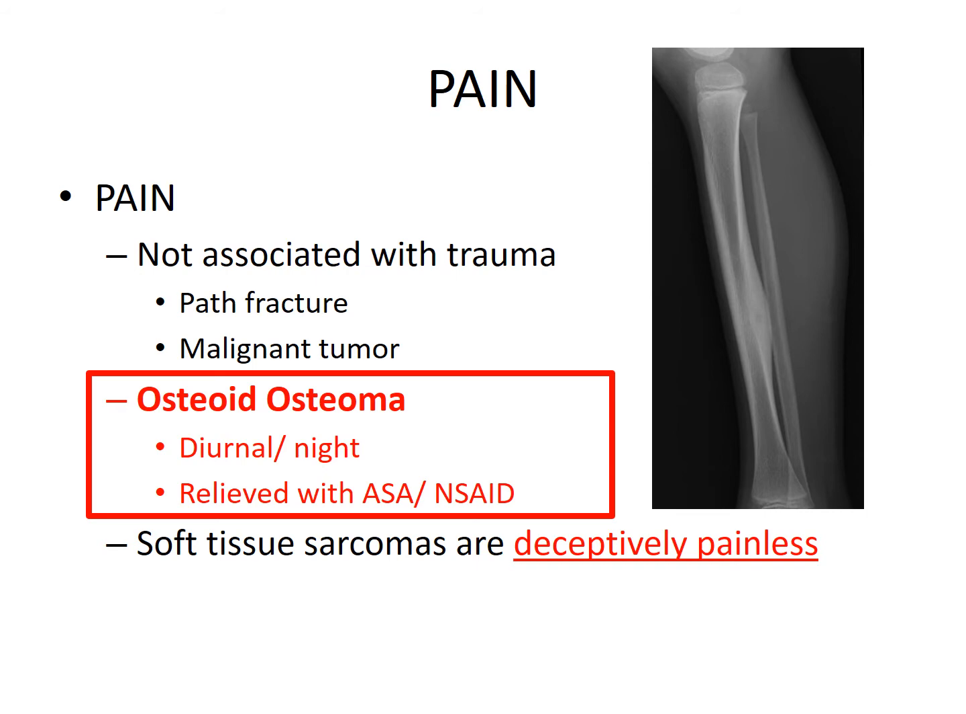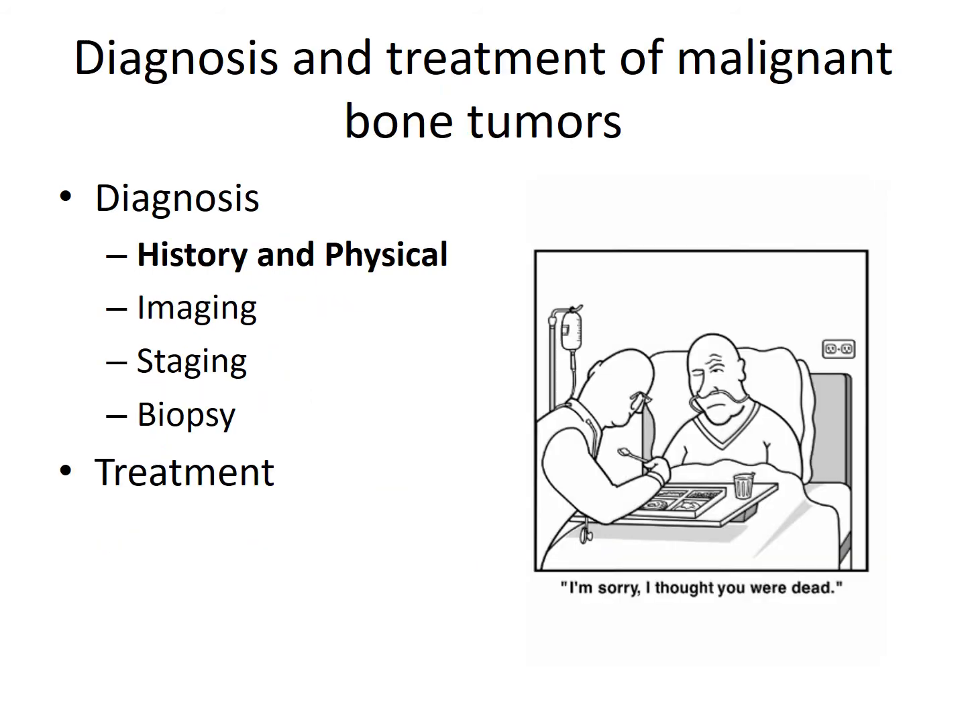Soft tissue sarcomas, on the other hand, are deceptively painless. So just because a mass is large and a patient doesn't have pain doesn't mean that they don't potentially have a malignant problem. It's very important to take as thorough a history and physical as possible for patients, because you may find everything that you need in diagnosing them in that.